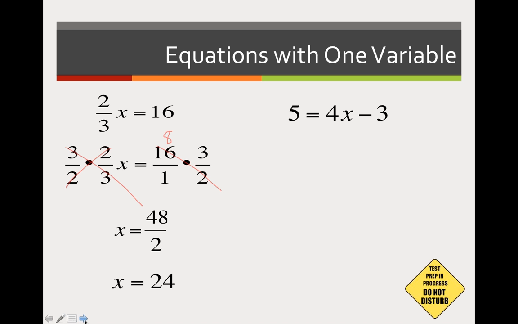On this problem, we're simply going to add 3 to both sides and then divide by 4. All we're trying to do is get rid of everything around the x. And the way we do that is by doing the opposite of whatever it's doing. We're subtracting by 3, so we add 3. We're going to do it to both sides. You always have to do it to both sides in order to keep the scale balanced. And then we'll divide both sides by 4. And that will leave us with x equals 2.